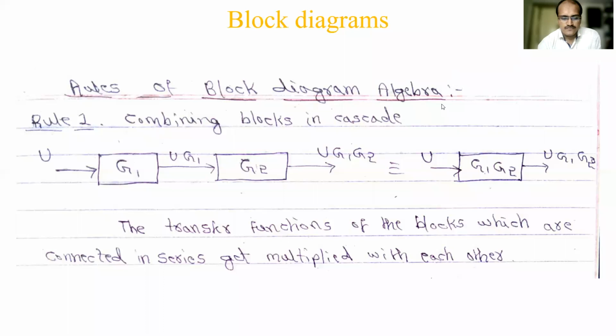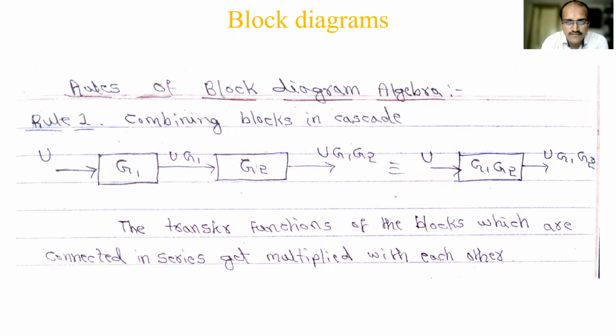Good morning all. In the previous class, we just started the block diagram representation. We have seen what is meant by a block diagram, and we have seen an example of how we can construct a block diagram for any physical system. We have seen the four elements: blocks, arrows, summing points, and takeoff points. And we have started with the different rules of block diagram algebra.